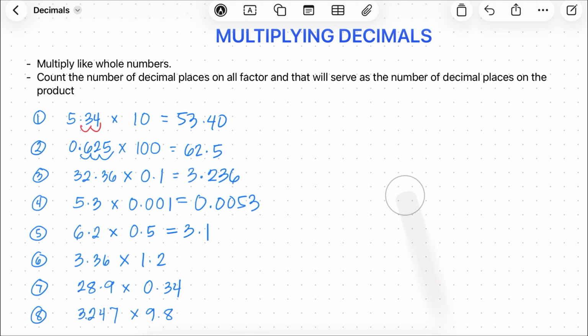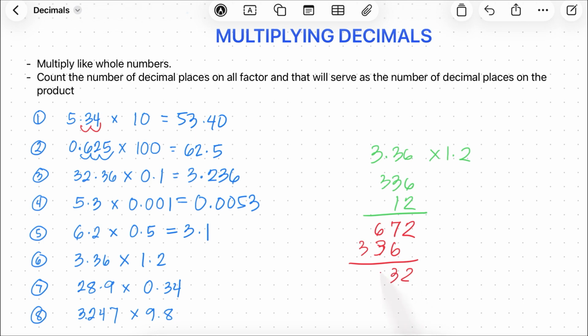Alright, next number we have 3.36 times 1.2. So 336 times 12. Multiplying that, then add, that will be 13, that will be 10, that will be 4. So how many decimal places are there? There's 3: 1, 2, and 3. So our final answer would be 4.032.